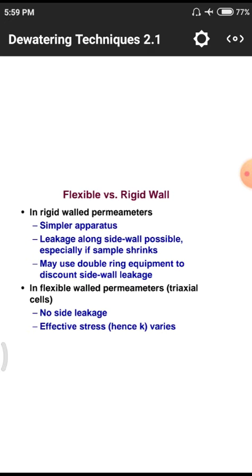This is the flexible and rigid wall. In this rigid wall, parameters are simple operators we are using. Leakage along the side walls is possible, especially in sample testing. May use double ring equipment to discount the side wall leakage. In flexible, no side leakage is there. Effective stress varies. That means here we are using mainly two types of parameters. First one, rigid wall and flexible wall. In the rigid wall, there may be some amount of flow along the wall also, but in the case of the flexible wall, there is no side leakage.